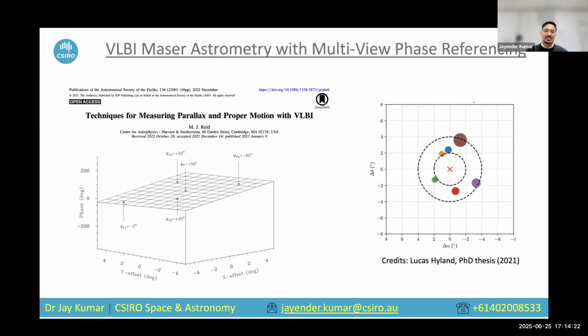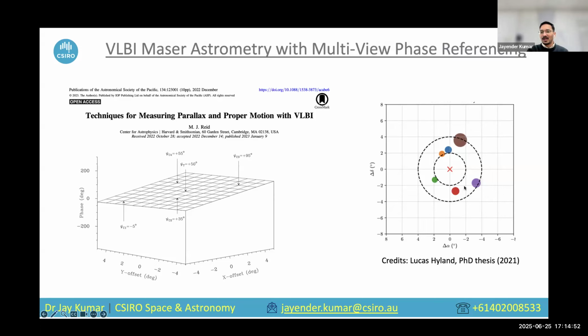On the right-hand side, you see a plot from Dr. Lucas Hyland, who's at the University of Tasmania in Hobart. In his PhD, he worked on this multi-view referencing technique. We have known about this since 1997. Maria Rioja and Richard Dodson in Perth have done a lot of work over here.